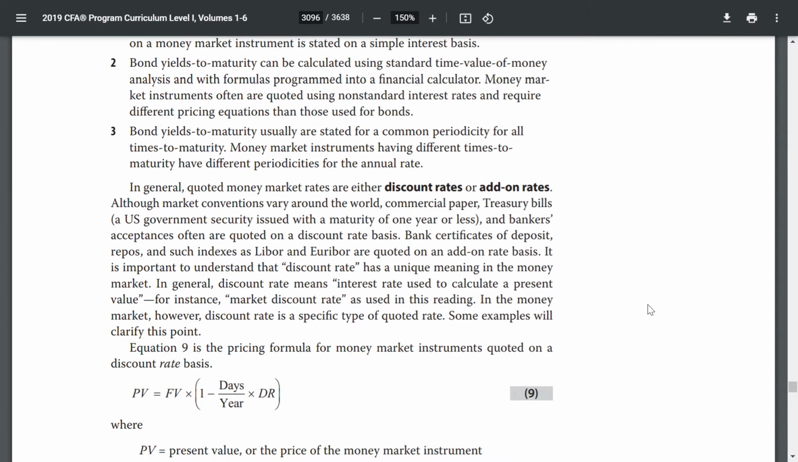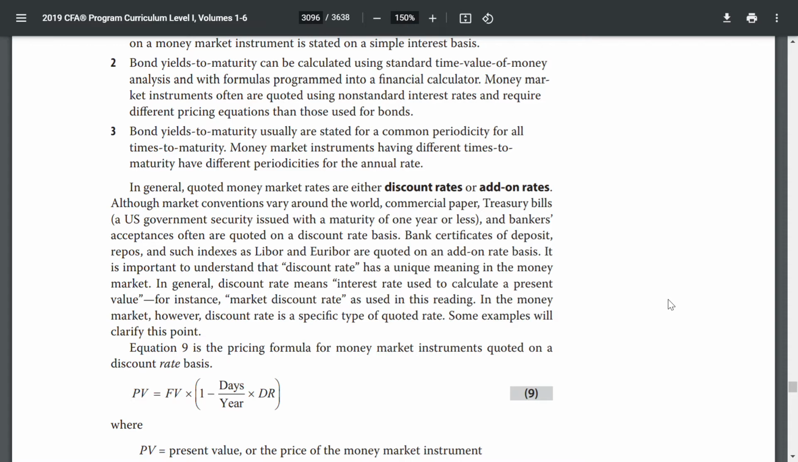Bond yields to maturity usually are stated for a common periodicity for all times to maturity. Money market instruments have different times to maturity and have different periodicities for annual rates. In general, quoted money market rates are either discount rates or add-on rates, although market conventions vary around the world. Commercial papers, treasury bills, and bankers' acceptances are quoted on a discount rate basis. Bank certificates of deposit, repos, and such indexes as LIBOR and Euribor are quoted on an add-on rate basis.